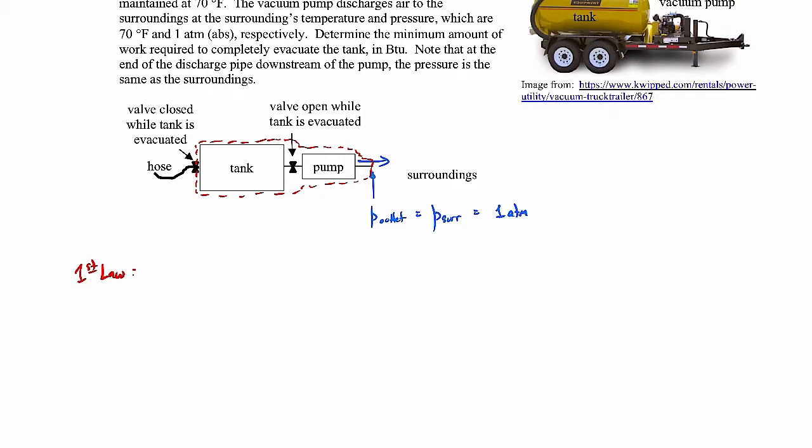So we'll write out our first law in all its glory. And I'm going to write out, let me start with the rate form of the first law. This is the form that's on your formula sheet. So we'll write out all of the terms.